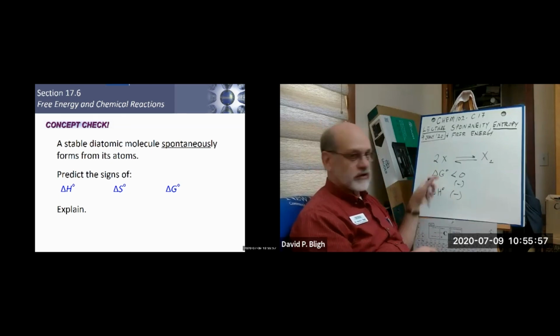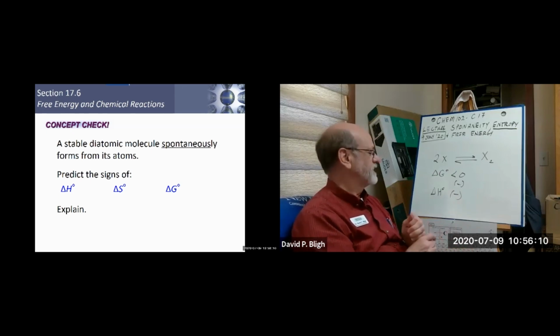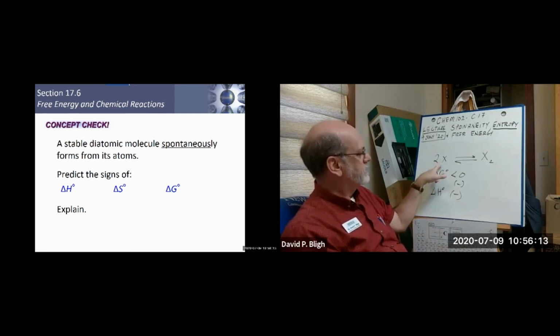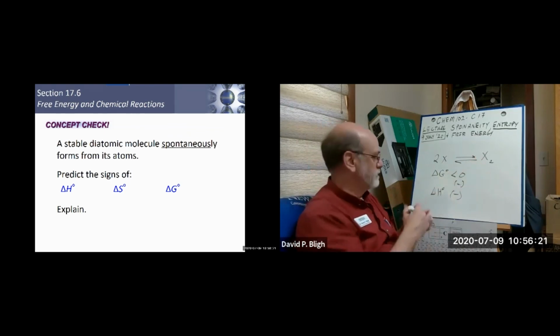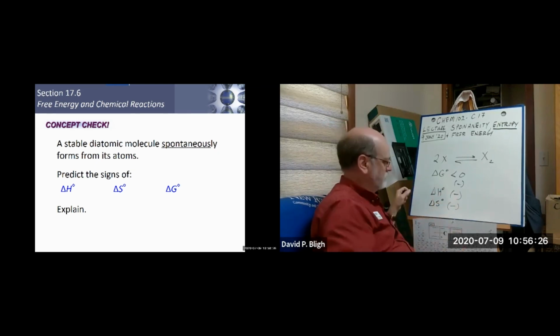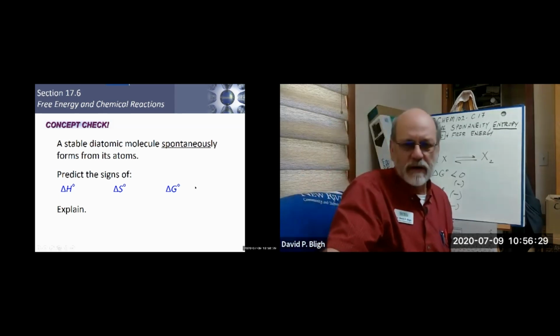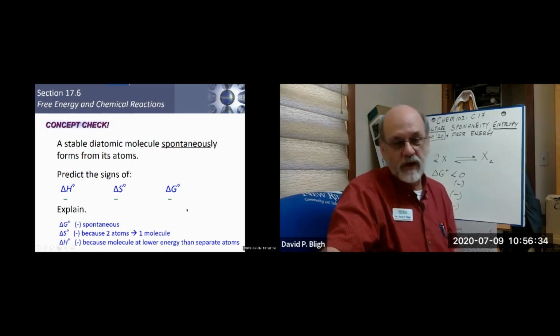So if we know these two, what can we say about delta S? Well, we don't know the temperature, so we can't use the Gibbs free energy calculation. But we can rationalize it by saying you're going from 2 here to 1 mole there. So delta S is decreasing. Right. So let's see if I got those right. Negative, negative, negative. They're all negative. Okay, and there's your rationality.